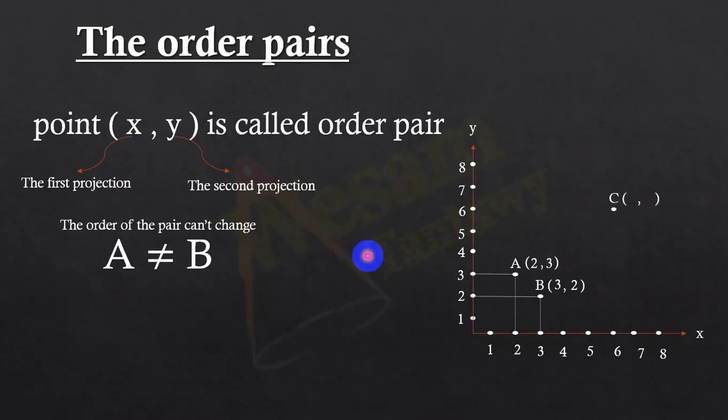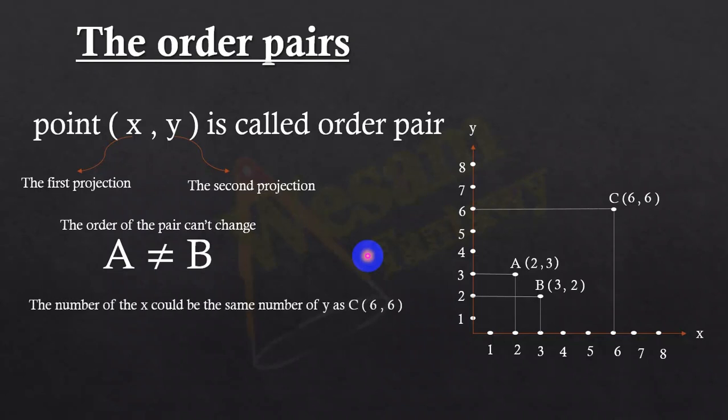Let's find the two projections of the point C. The first one is 6 and the second is 6. Then we can say the ordered pair could have the same number twice, and we can say there is an empty pair.